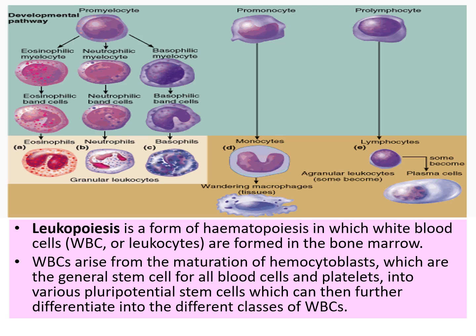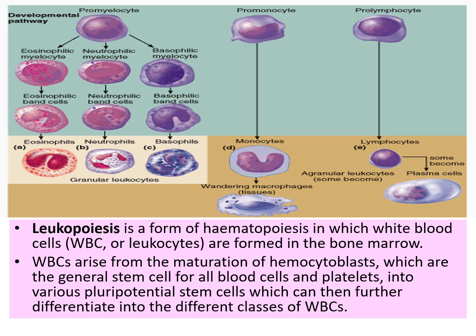So, leukopoiesis is a form of hematopoiesis in which WBCs are formed from the bone marrow. WBCs arise from the maturation of hematocytoblasts, which are germinal stem cells for all blood cells and platelets, into various pluripotent stem cells, which can then further differentiate into different classes of WBC.